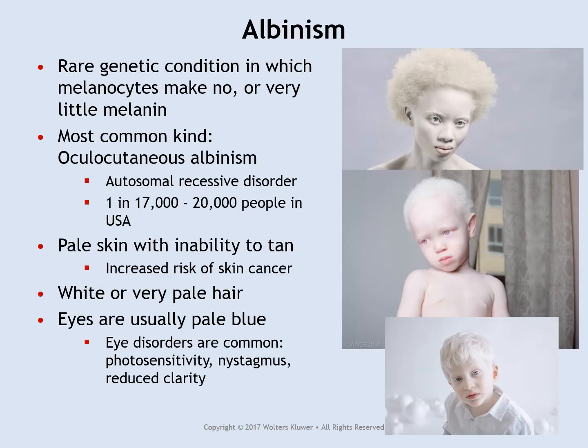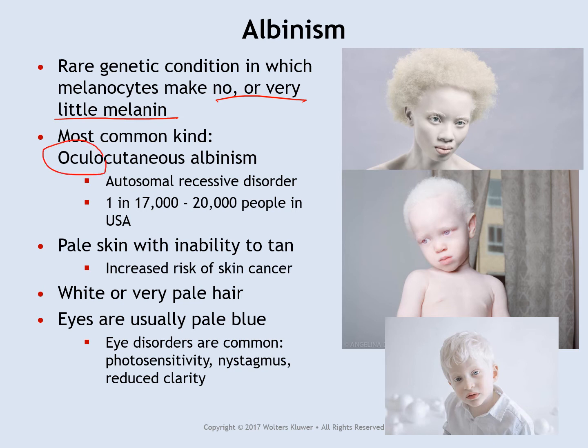Albinism is not an autoimmune disorder. It is a genetic condition, but I tend to get a lot of questions about it from my students, so let's talk about it now. In albinism, your patient's melanocytes either don't make any melanin or make just a tiny bit of melanin. And that is what leads to this very pale skin, almost white hair that you see in your patient with albinism. The most common kind of albinism is called oculocutaneous albinism.